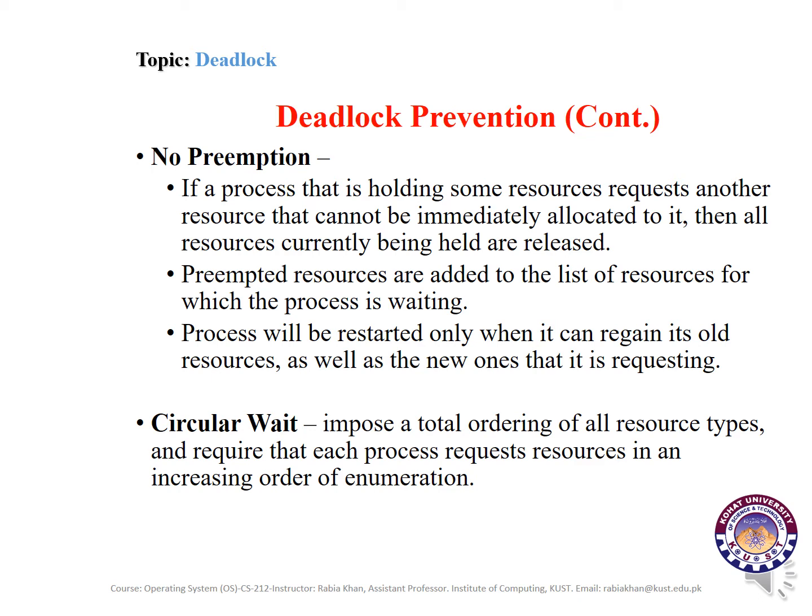For example, a process is holding resource number 5. So it is allowed to request resources higher in number than 5, such as resource 6, resource 7, resource 8, and so on. But it cannot request resources lower than 5, such as resource 4, resource 3, resource 2, and resource number 1.